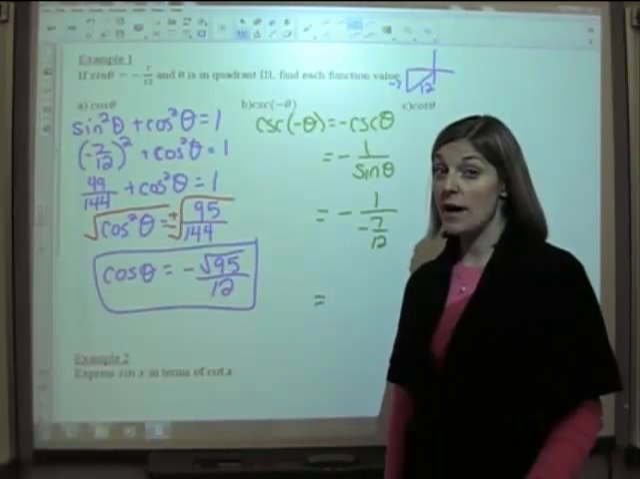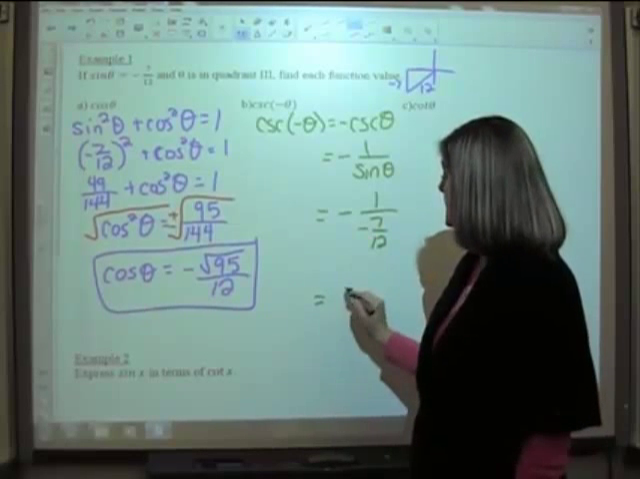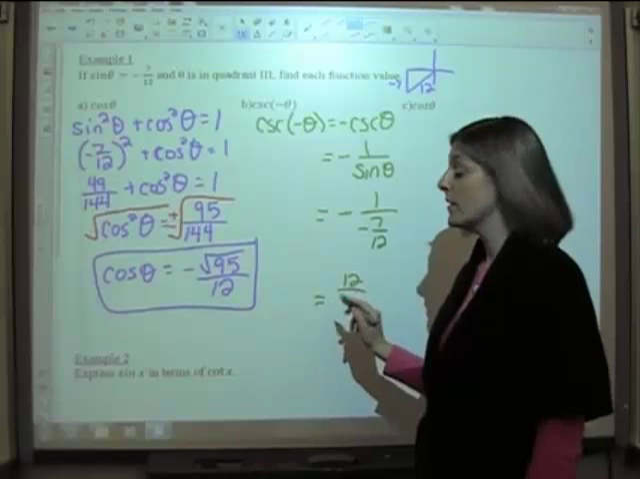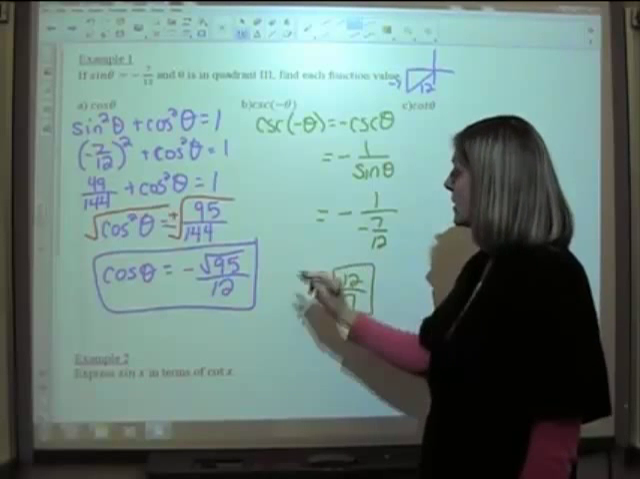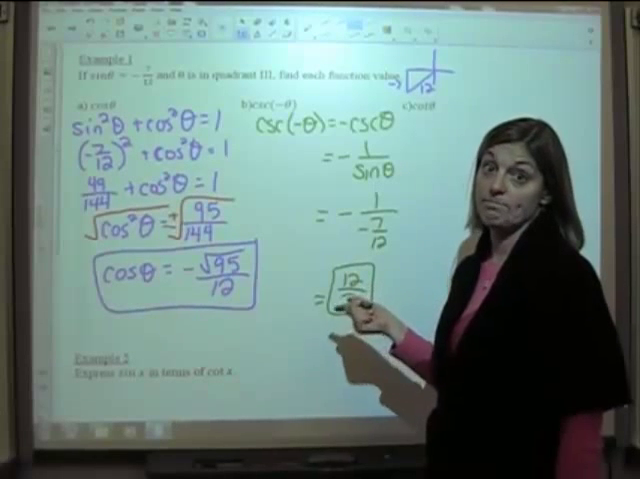Well, how do you divide by a fraction? You multiply by the reciprocal. And we have two negatives here, and the reciprocal of 7/12 is 12/7. So the cosecant of negative theta is 12 over 7.